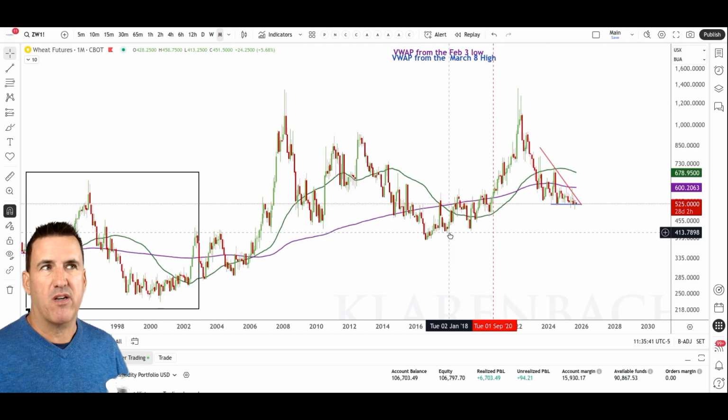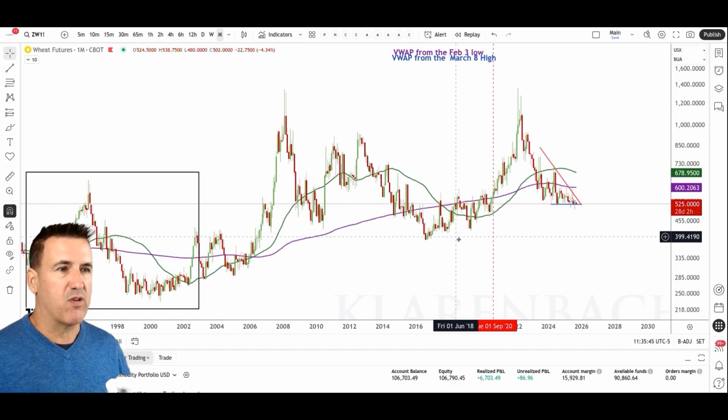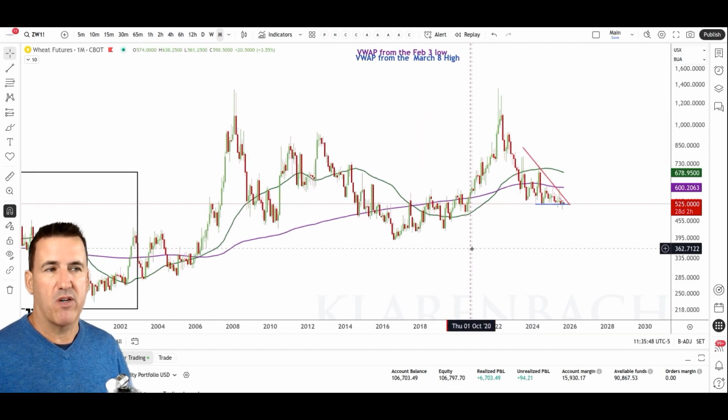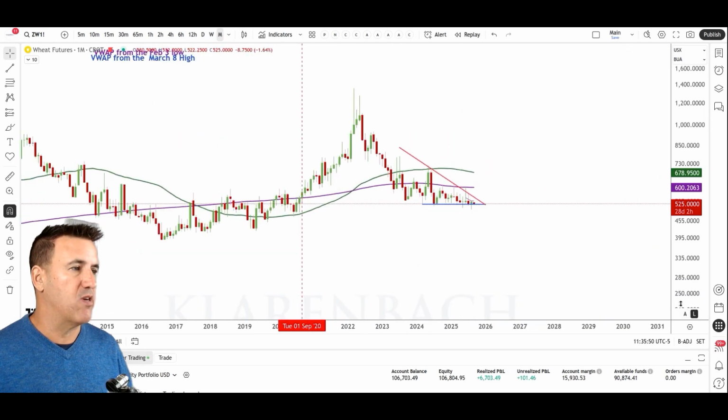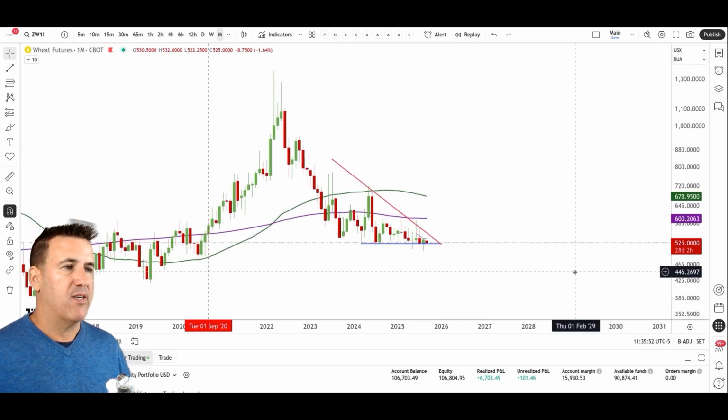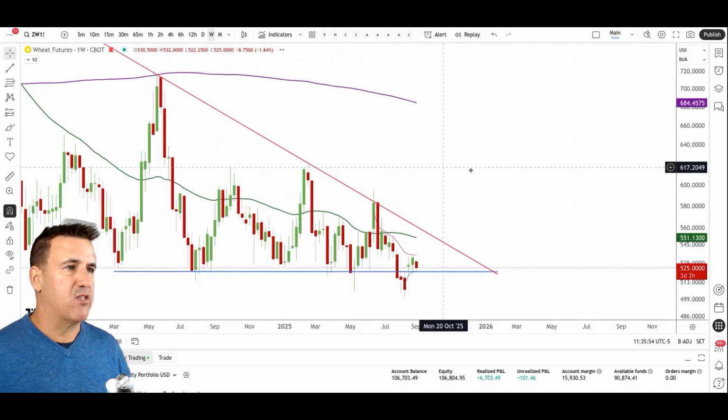So I've been talking and have the belief that we're going to be in for a period of lower prices for quite some time. And I think that the Chicago wheat market is a good indication of where the wheat price is going overall. So yeah, keep an eye on that. So I'll change over to the weekly chart.